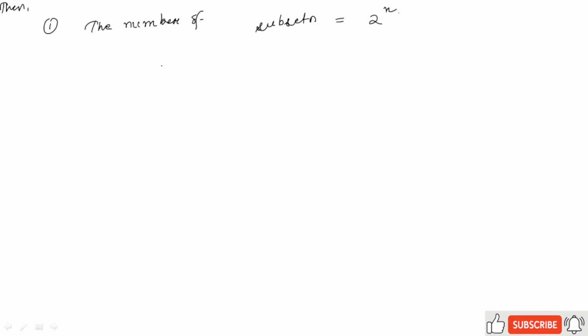That means if A equal to {a, b, c}, these are 3 elements, then the total number of subsets of A is 2 cube, because here the number of elements is 3. So, the value of n is 3, 2 raised to power 3 is equal to 8. How is this? Look here.